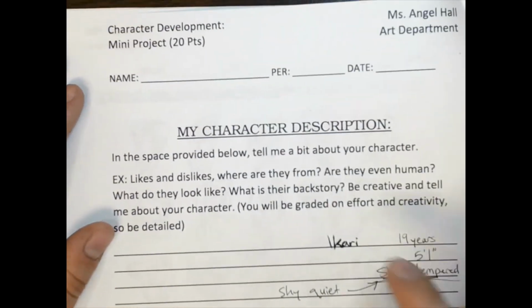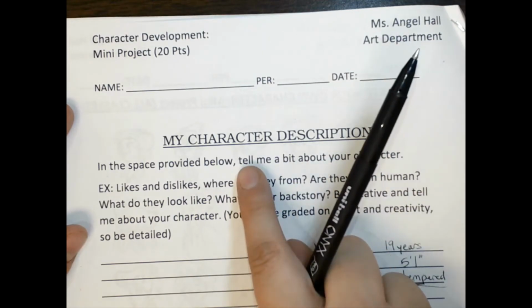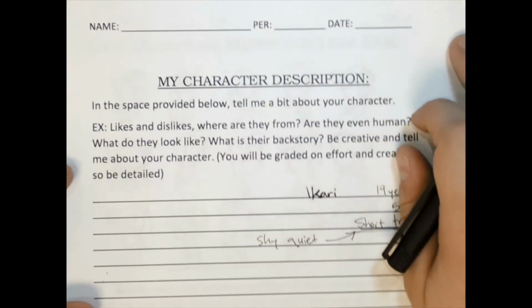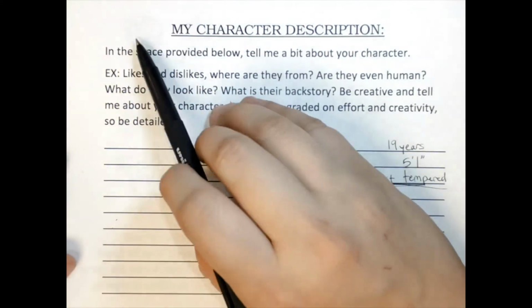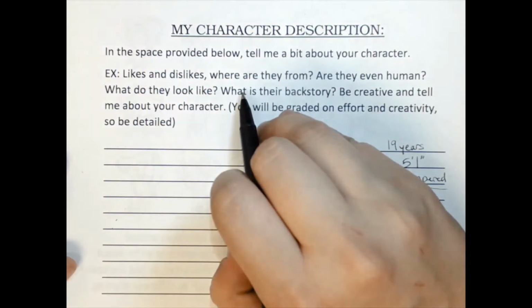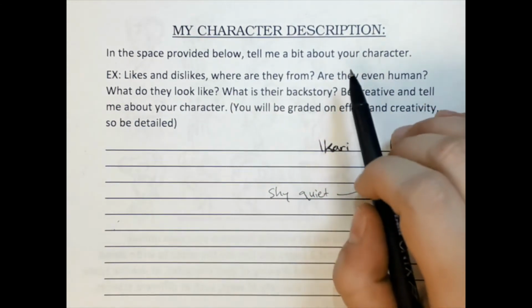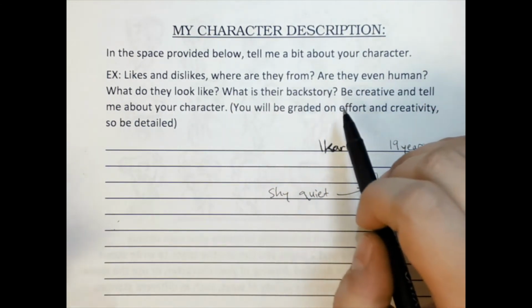And then on the very next page, you're going to have a page that looks like this. It's going to say character description. In the space provided below, you need to tell me a bit about your character. As an example, I showed you what kind of things you can tell me. Tell me their likes and dislikes. Tell me where they're from. Is your character even human? Are they from another planet? It's really up to you.